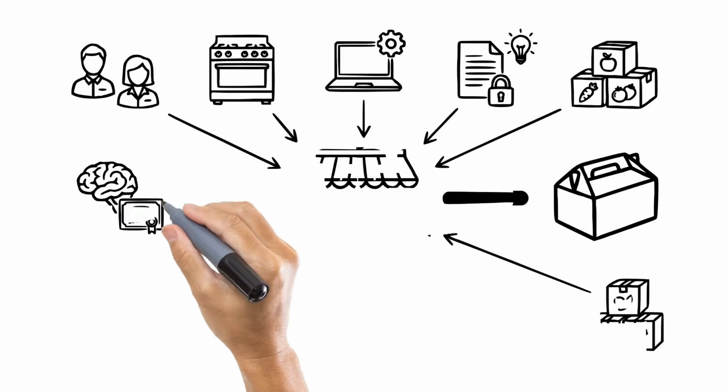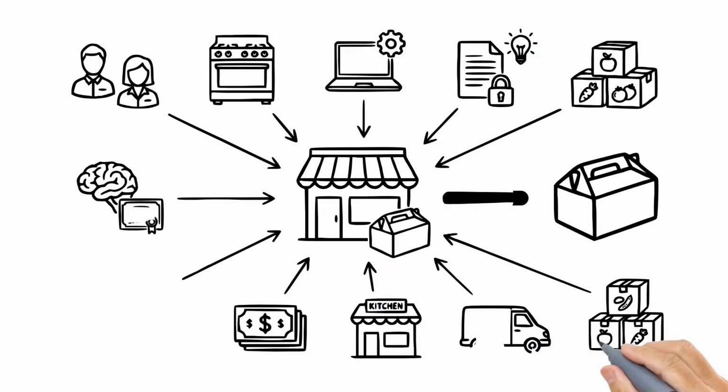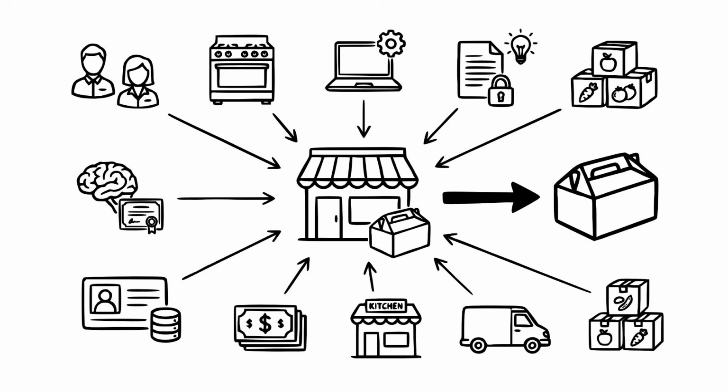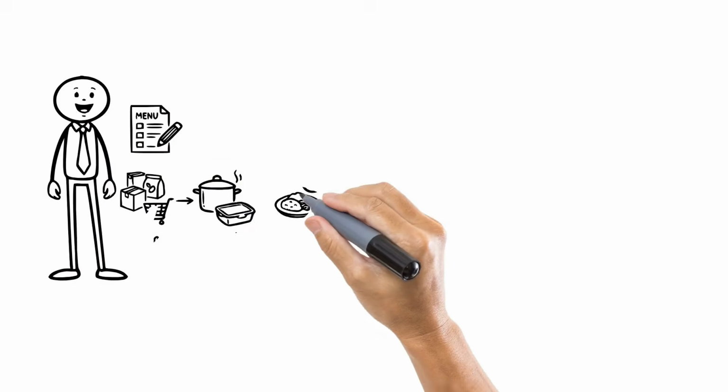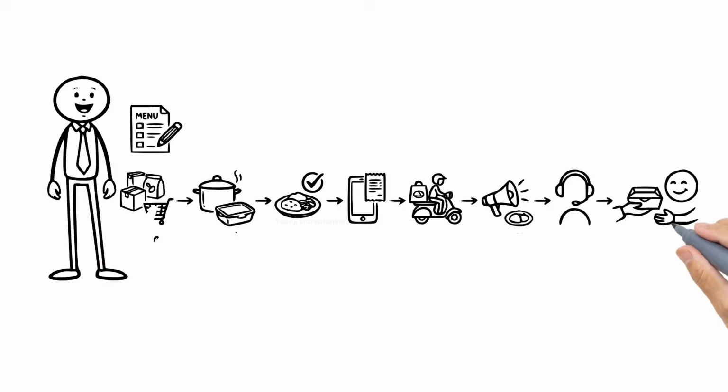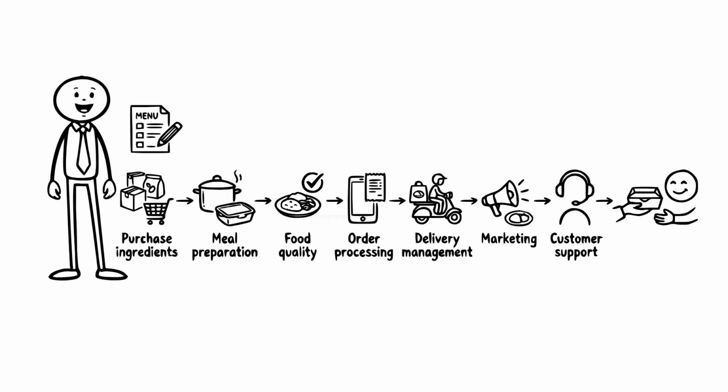Start with key resources. These are assets your business needs to deliver its value proposition. They might include employees, equipment, software, intellectual property, inventory, vehicles, facilities, cash, customer data, or specialized professional knowledge. Next, identify key activities. For the meal business, these could include menu planning, purchasing ingredients, preparing meals, maintaining food quality, processing orders, managing deliveries, marketing the service, and providing customer support.